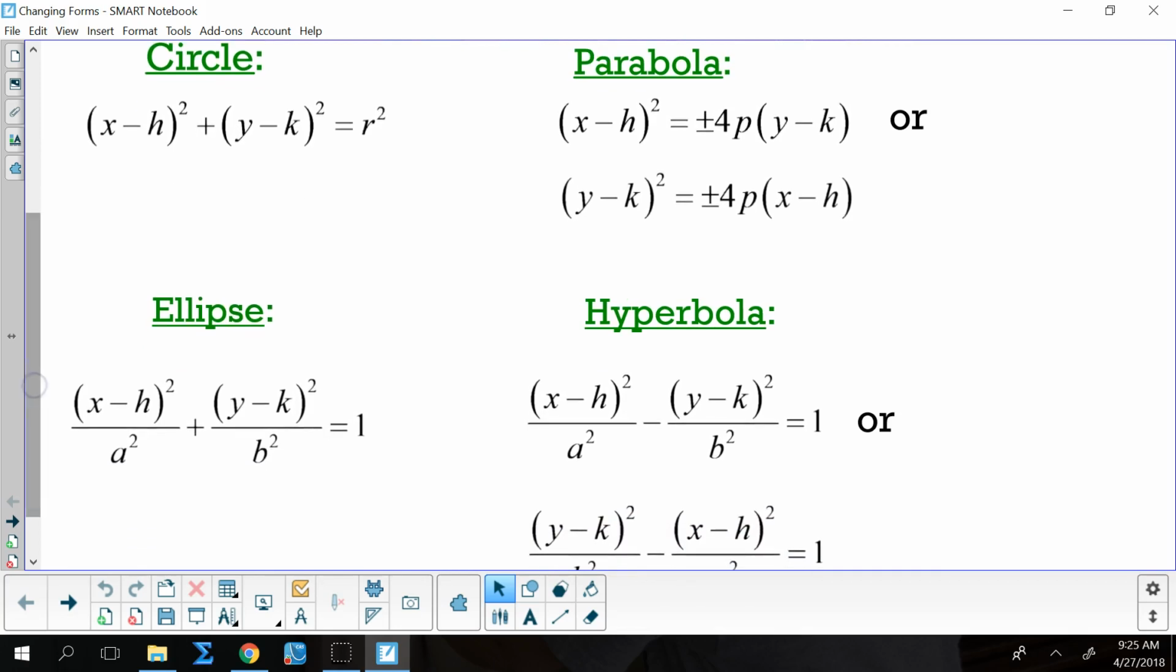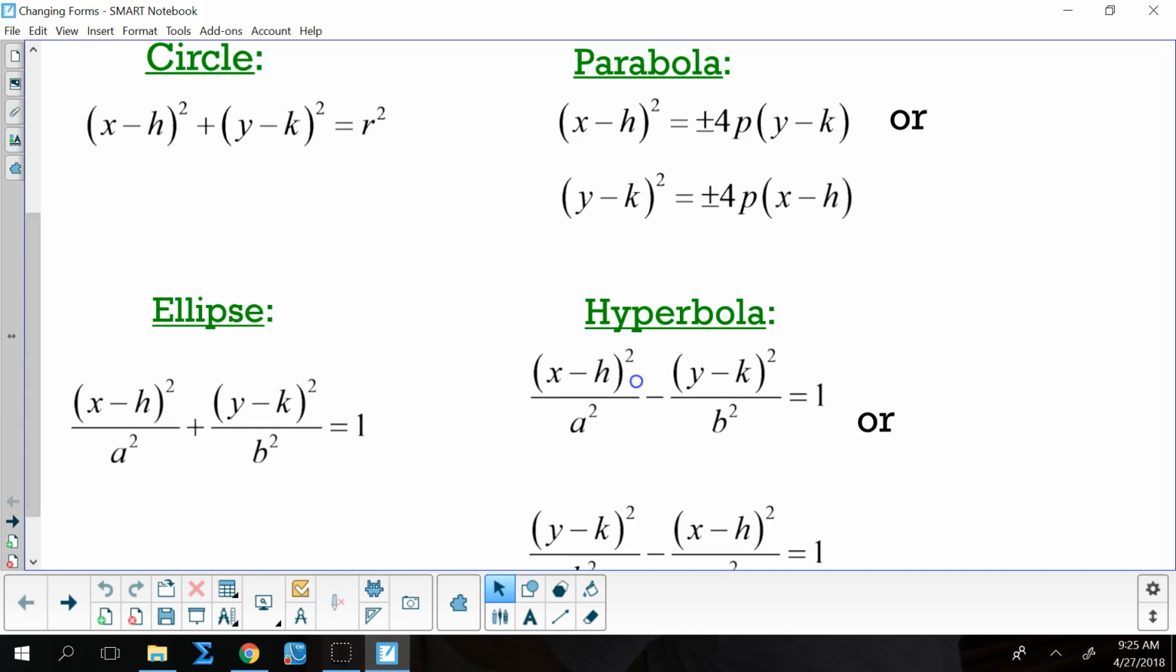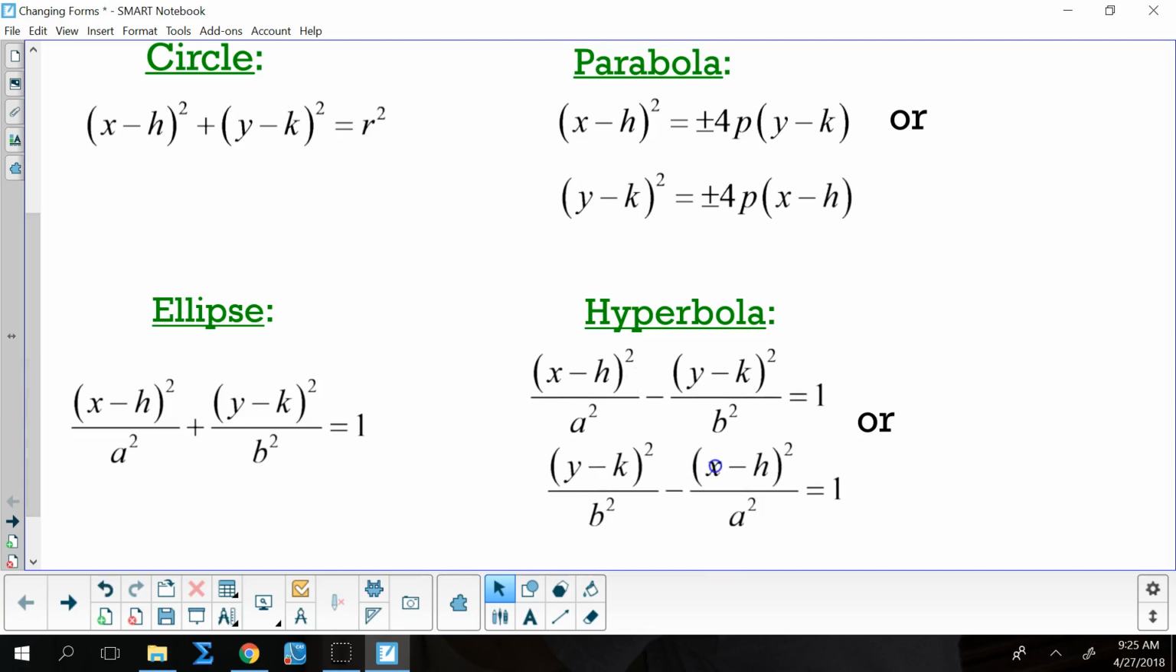I thought I could get it all in one. Apparently I need to move some stuff up a little bit. Now we can get it all in one. Okay? So there are the 4 different conics, the 4 different general forms.